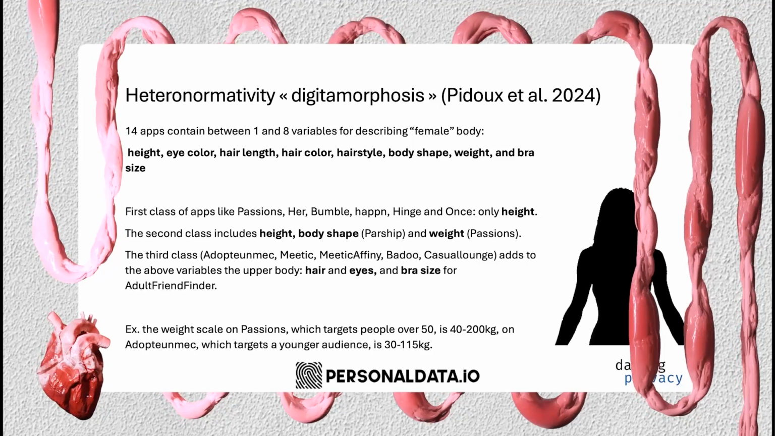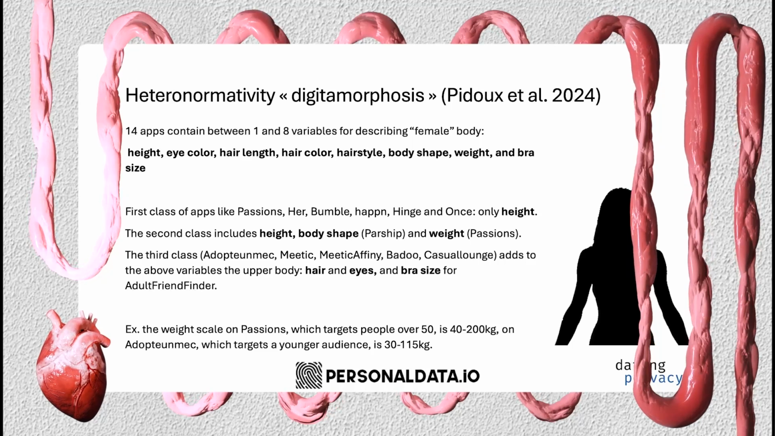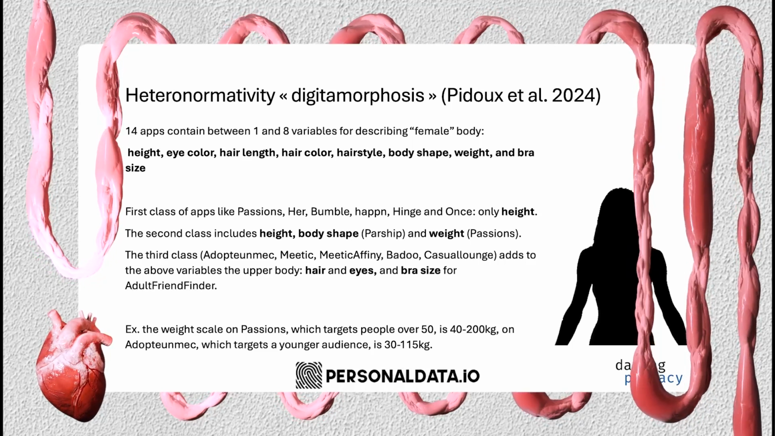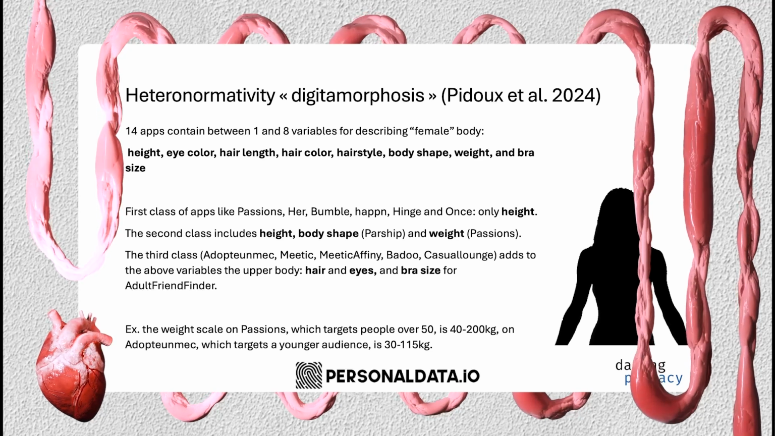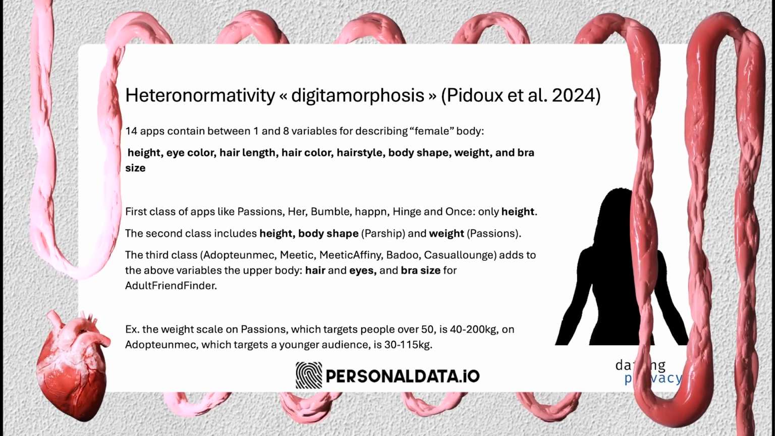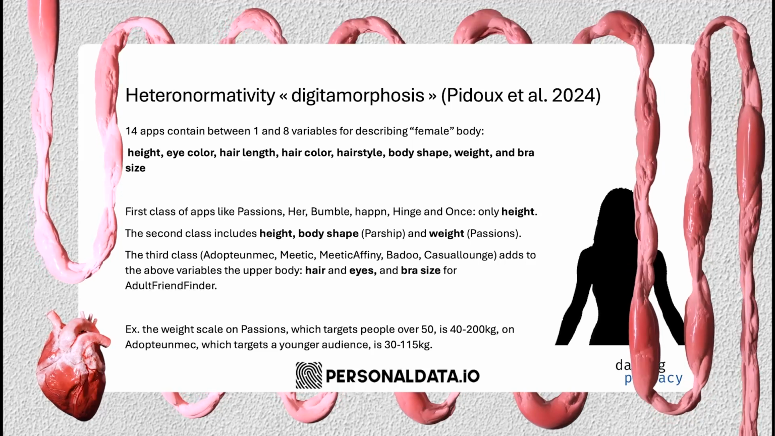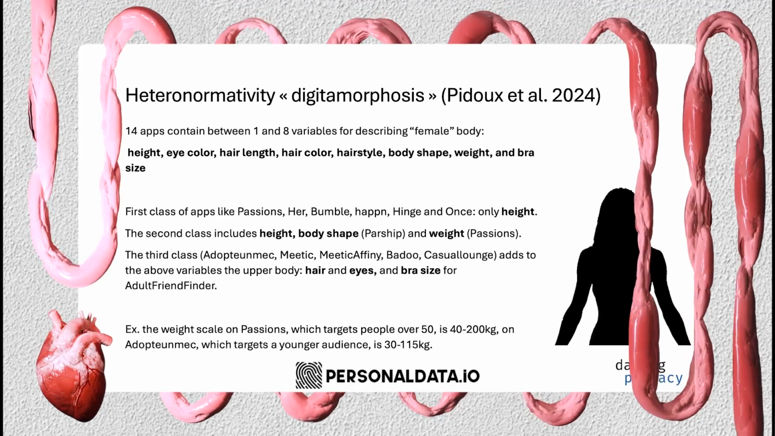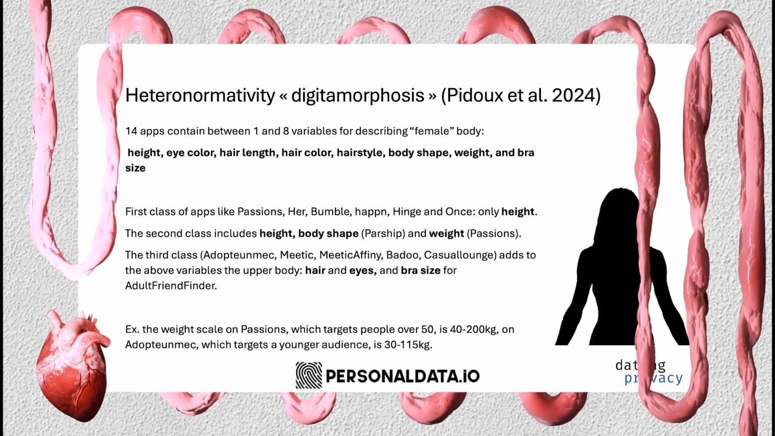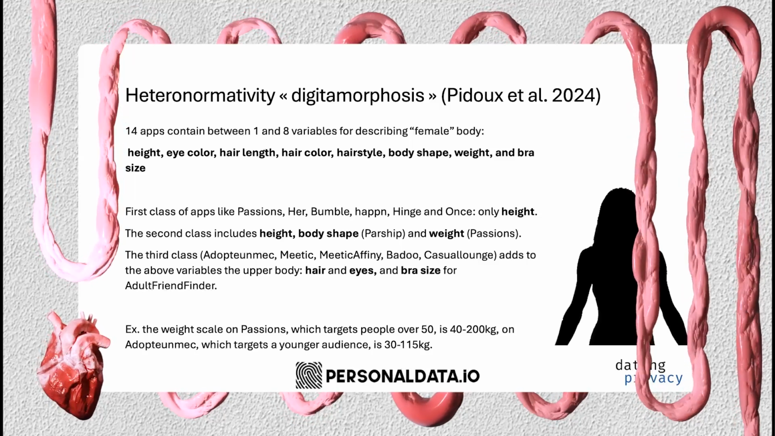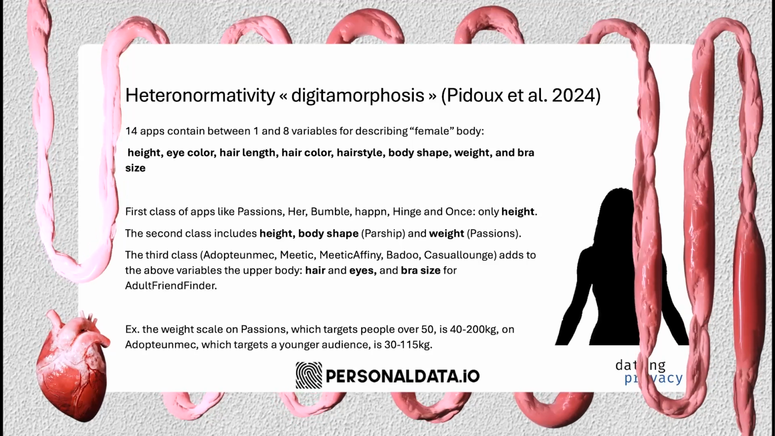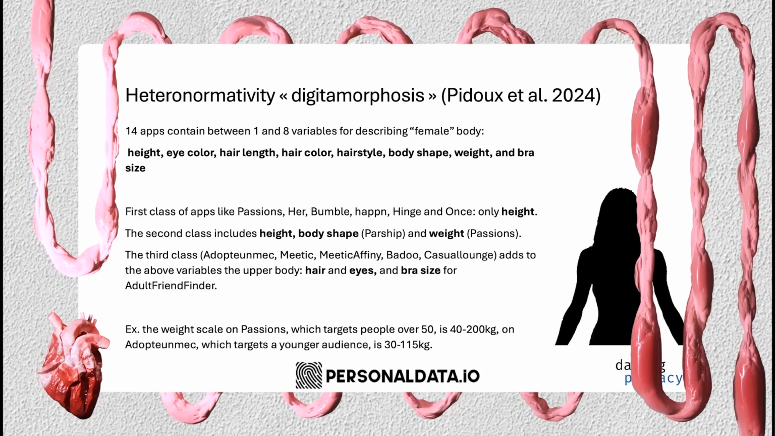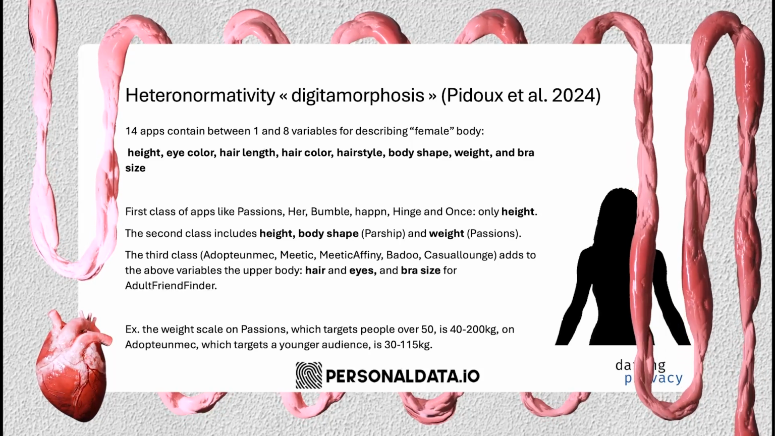You cannot say, oh, I have nice tits. I don't know if I want to say that. No. It says, for example, on Passions, for the weight, you have a scale. This is an app that is for people over 50. The scale is between 40 and 200 kilos. And check this out, the difference with another app, Adopte un Mec, which is very popular in the French-speaking part of Switzerland and in France. It's targeting younger audiences, and the scale is pretty different. It's from 30 to 115. So we want super skinny women there, or we think we are modeling that these kind of women are there.